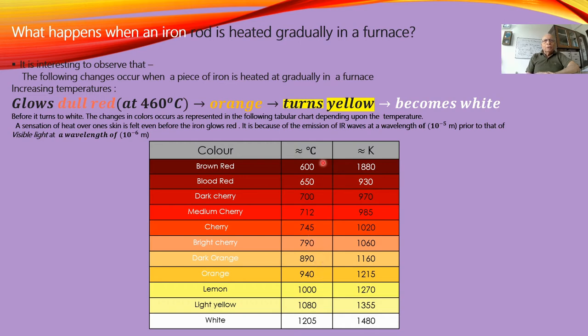Starting from the various ranges of red color, like dull red, blood red, dark cherry, medium cherry, cherry, etc., it finally turns orange and yellow. And lastly, at a temperature of about 1205 degrees Celsius or 1480 Kelvin, it turns white. So, a blacksmith can easily make out by observing the color of the heated iron in a furnace what the temperature is, and accordingly he works it. This is a very good example of blackbody radiations.